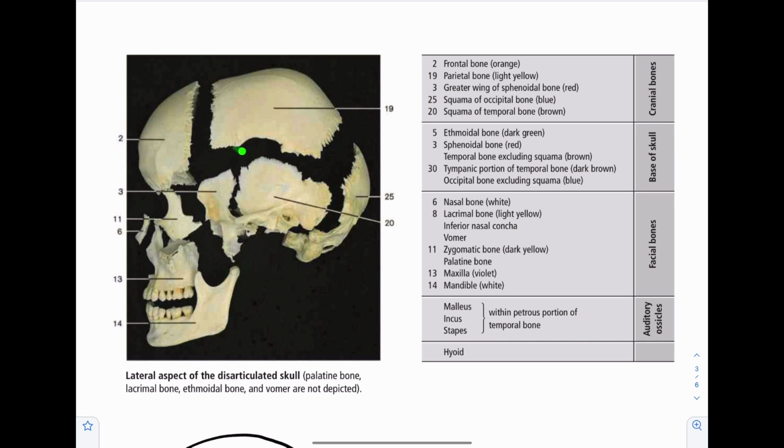Right, the squamous suture. So that goes right here. Where the parietal meets the occipital bone, right here, that would be the lambdoid suture.